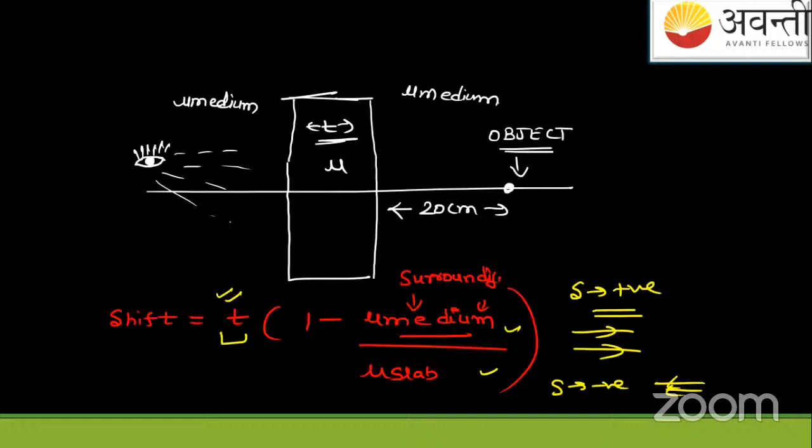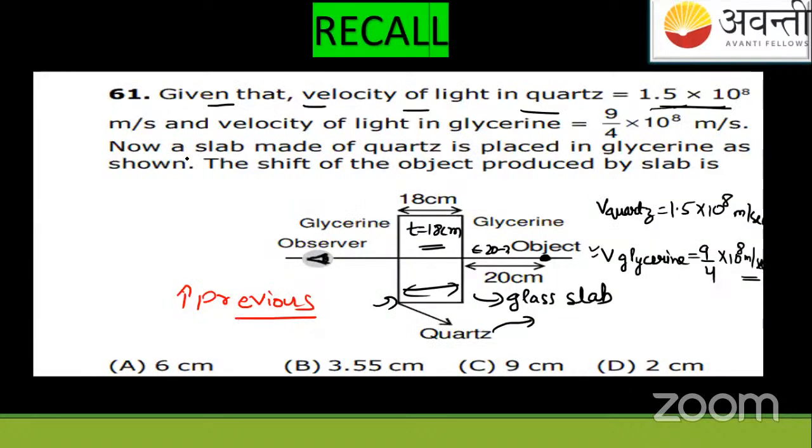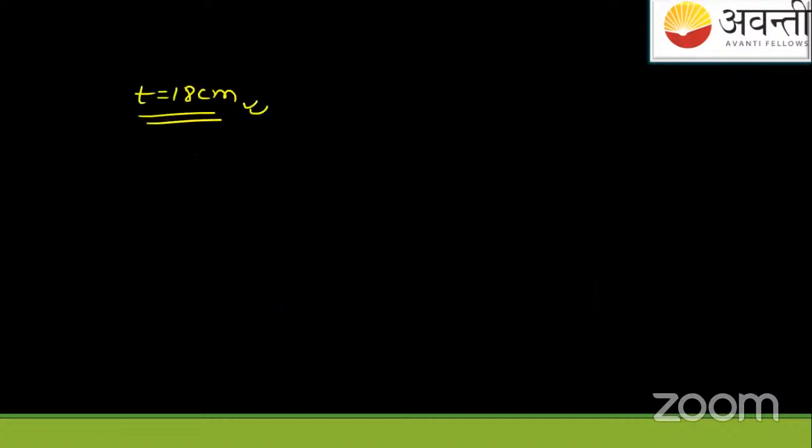So if you apply this here, the thickness is 18 centimeter. And is mu of medium given? No, but the speeds are given, 1.5 and 9/4. So we'll compare like this. Mu of medium, we know this thing also.